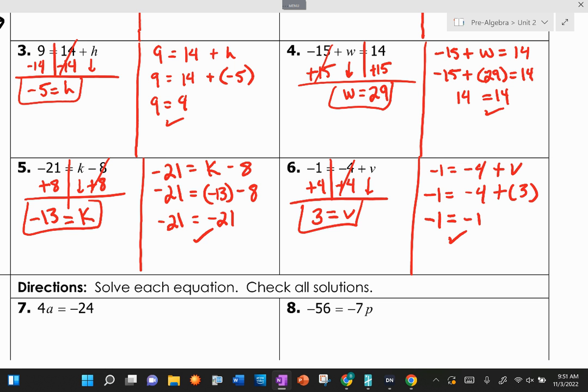Okay, variable's over here. What's being done to it? It's adding a -4, right? So we've got to add a +4. So those will cancel out. So we add a +4 over here. So you've got -1 plus 4. And then you just got to use your number line.